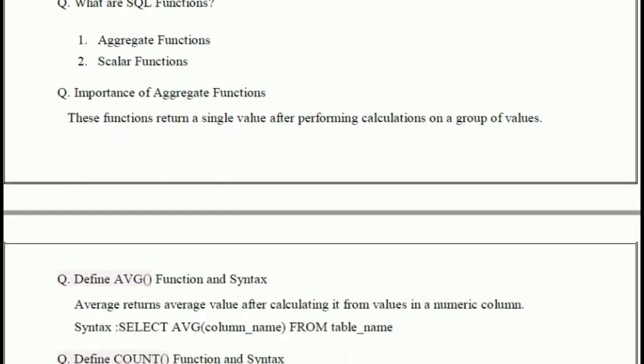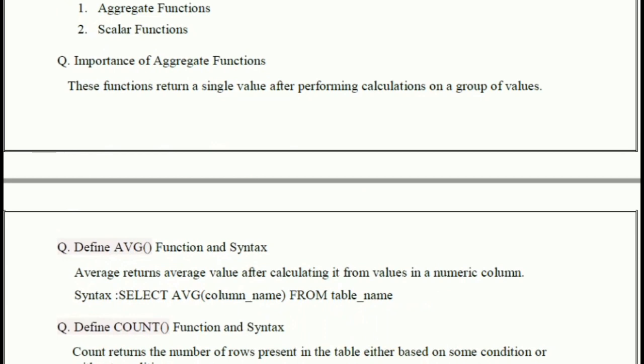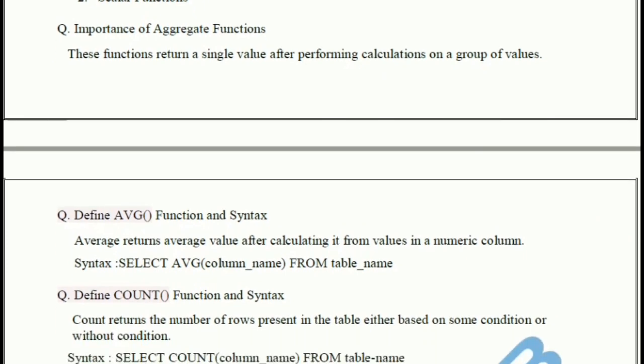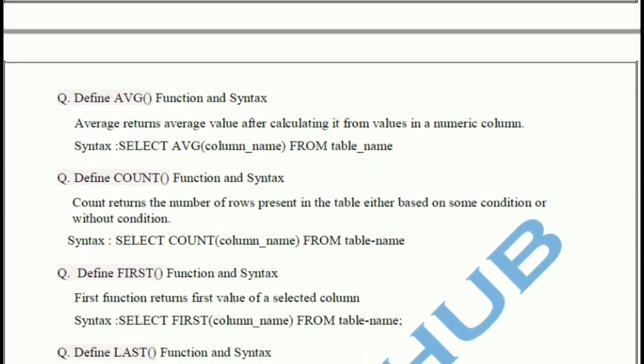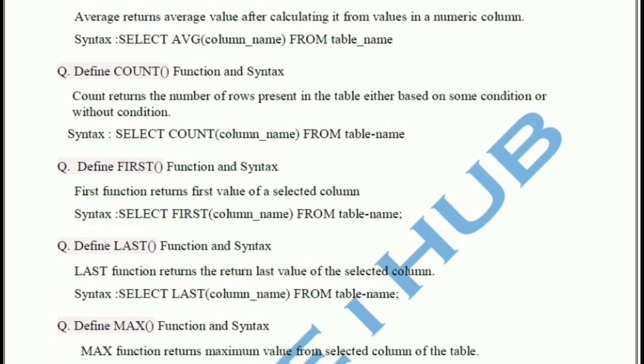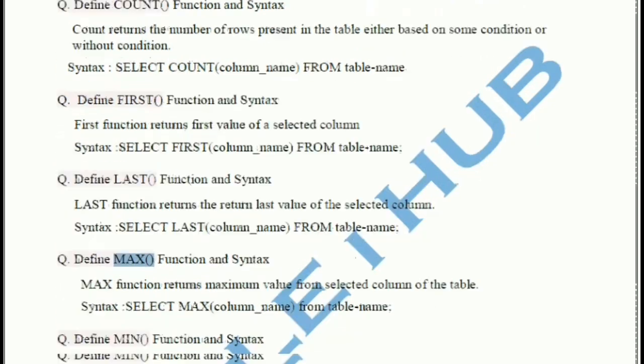So, very important question. One more thing is aggregate functions. Functions are aggregate and scalar. This is the important one. Here we have average, count, first, last, maximum. So these are the commands: average, count, first, last, maximum. These are some aggregate functions. Try to remember.